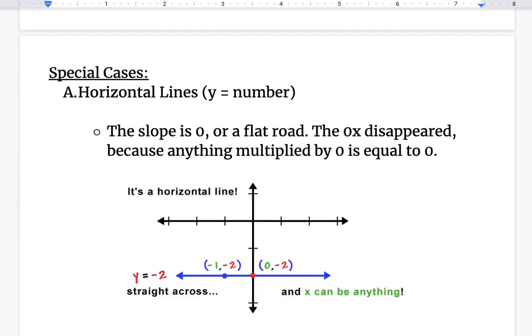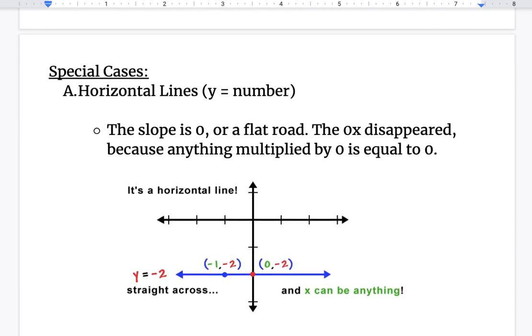Now the last thing we want to cover is just special cases. Sometimes linear equations are not slanted. They are either horizontal or vertical, and these are special cases. So for horizontal lines, you're going to have the equation look like this. y equals just a number. There's no mx part because a horizontal line, if you remember, has a slope of 0. So that mx ended up just disappearing because 0 times anything is going to become nothing.